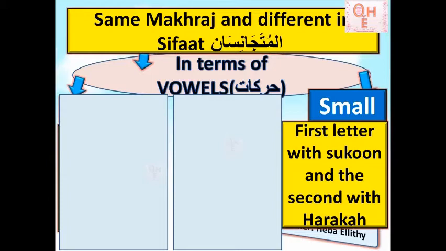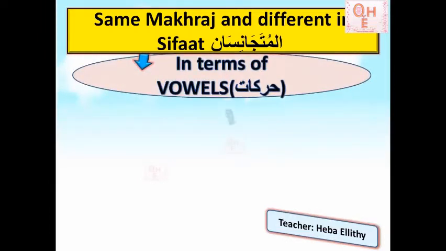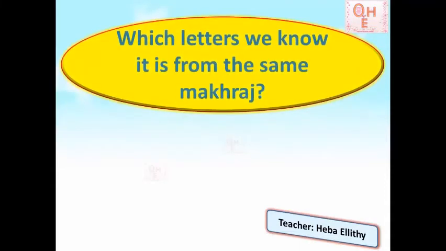Let's go together and see what small exactly means. We said it means first letter with sukun and second with haraka. طيب, we have a question here. Which letters do we know are from the same makhraj? Who remembers? To understand this chapter, you need to study the makharij of huruf and the sifat very well. So, can you answer the question? Think a little bit and find the letters we learned before that come from the same makhraj.